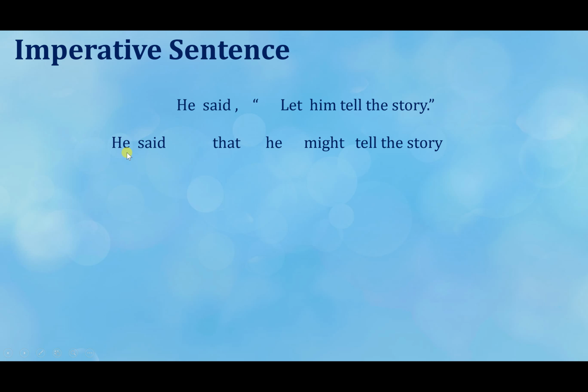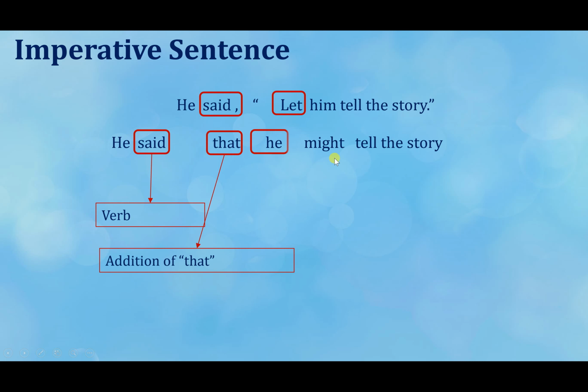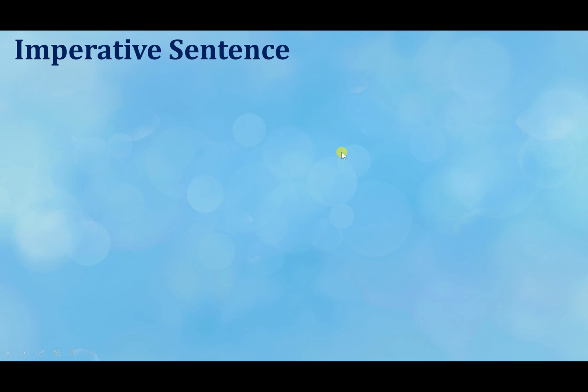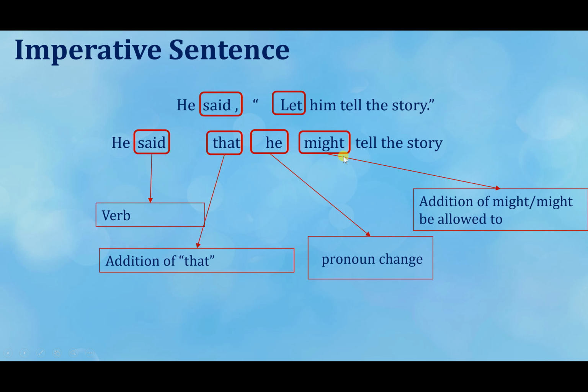But when let does not refer to proposal, in the example he said, let him tell the story, it is not proposing anything. So what we will do, we will just simply say he said that. In the verb we will say he said that. Then for let we will use what? We will use only might. The other things are similar.